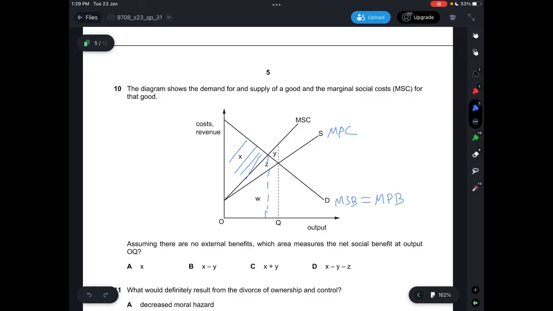And you can already see that for Y, your MSC is higher than your MPC, which means that there will be a social cost, or in this case, external cost. And in this case, it will result in less social benefit. So we have to take the entirety of X minus Y to get the answer. So answer is B.